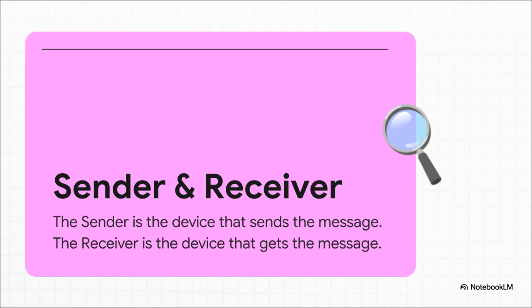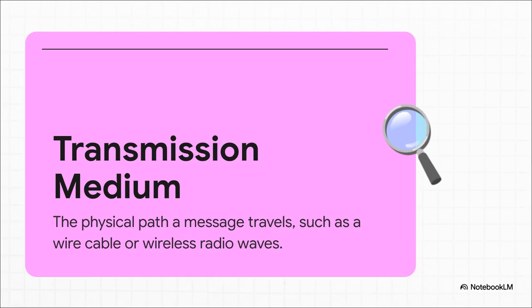Yeah, pretty straightforward. Then there's the transmission medium. This is all about how the message travels. It's the physical path it takes to get from A to B. A great way to think about it is like the air that carries your voice when you speak. For our devices, though, that path could be a copper cable, a super fast fiber optic line, or just the invisible radio waves that make up your Wi-Fi.